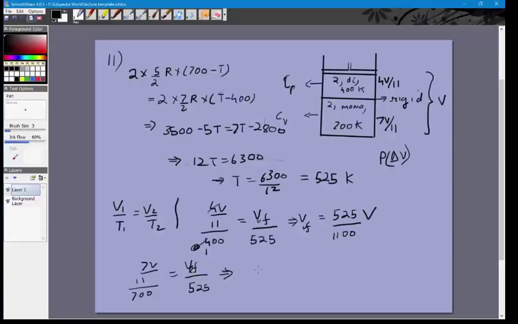In this case, V lower final is equal to 525V by 1100, right? They don't need to add up to V because the total volume does not need to be constant. So these are the two final cases, right? Let's assume the pressure throughout is P. We'll calculate its value at the end. So the work done by the first one, by the gas, upper gas, will be P delta V. So P into 525 by 1100 minus 4 by 11.